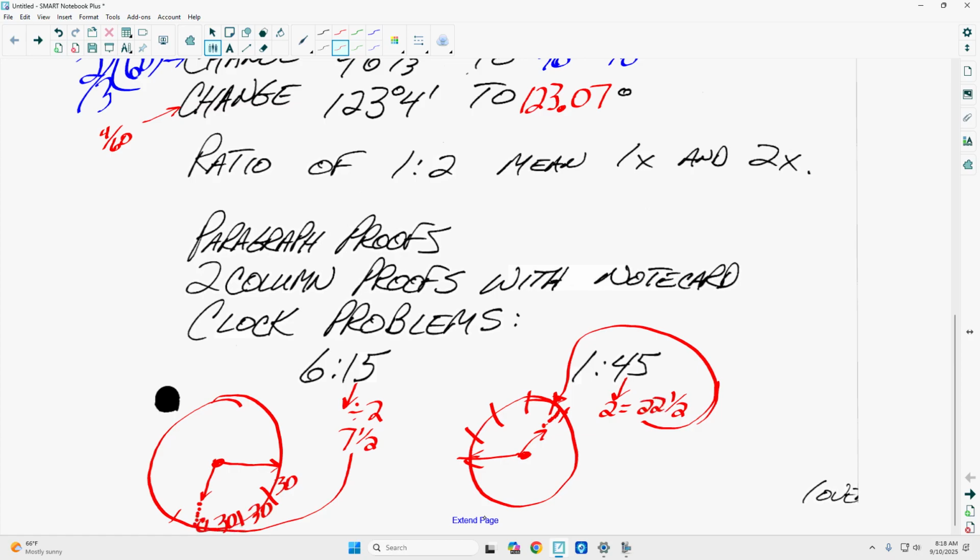And then this one was 30, 60, 90, 120, so 142.5. Let's see what's on the back side.